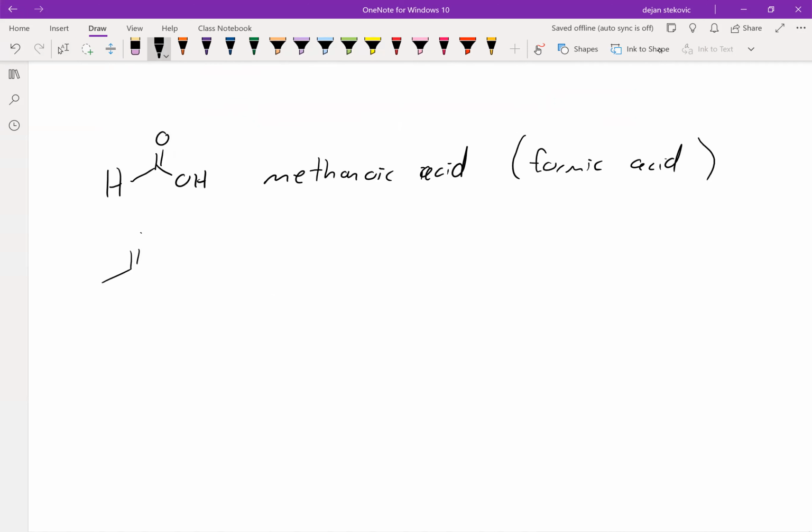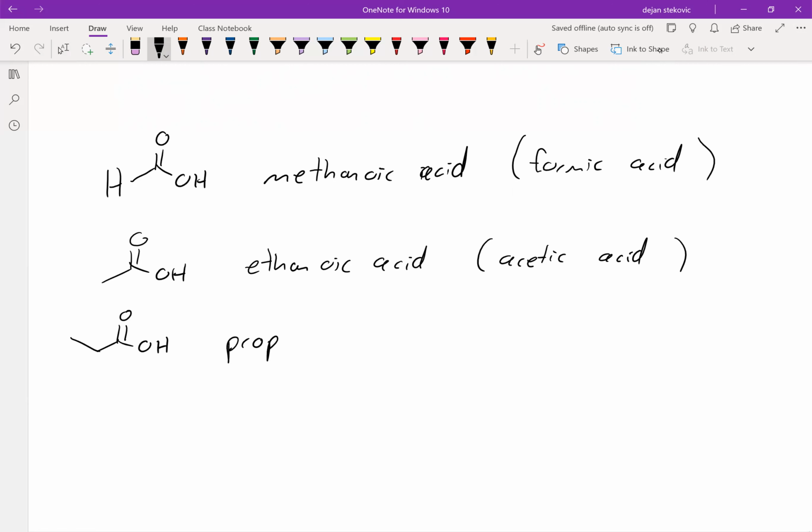After 1 carbon is 2 carbons, right? We already kind of went over this one. That's ethanoic acid. But the more commonly used one is acetic acid. Three long would be propanoic acid. However, the common name is propionic acid, but it's spelled a little bit different.